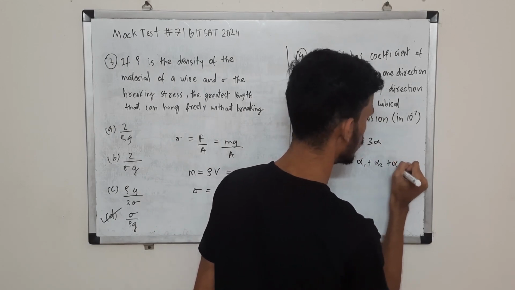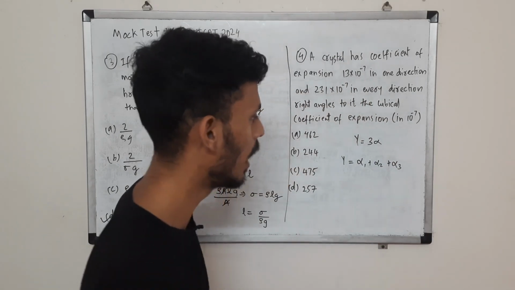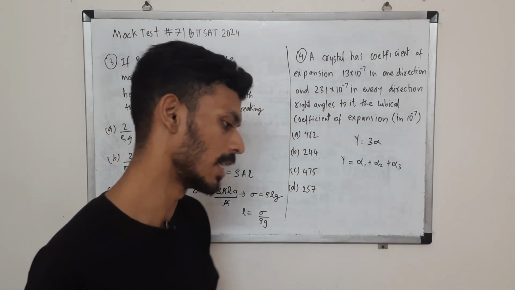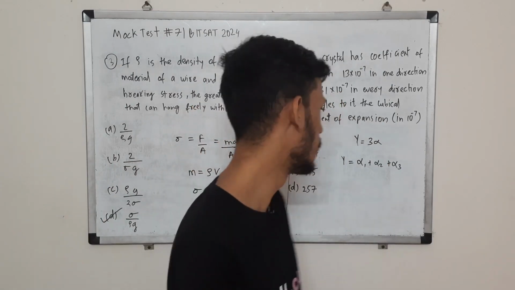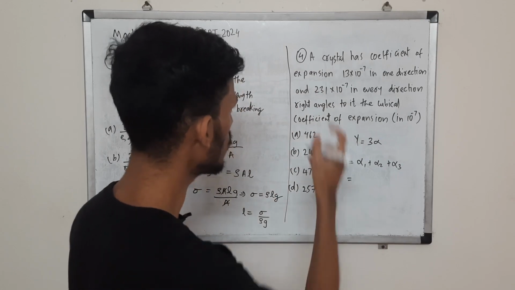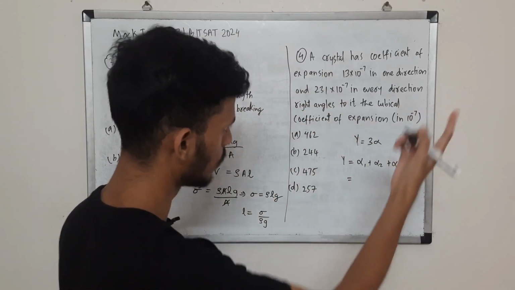Okay, so here they are different, so I am writing them as alpha 1, alpha 2 and alpha 3. If they were equal, basically gamma is 3 times alpha, the cubical coefficient is 3 times the linear coefficient. But here they are different, so we are adding. Okay, so 13, 231 and also 231, right?